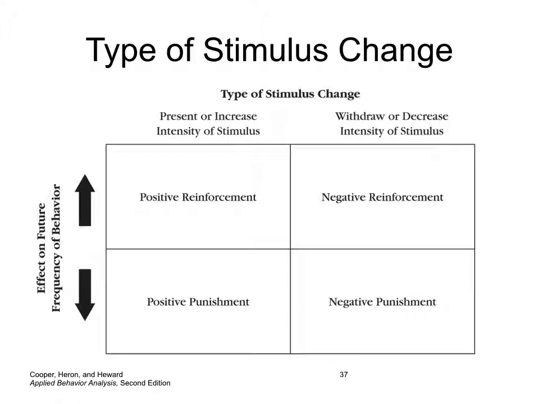So, punishment. When we say positive punishment, it occurs when a behavior is followed by the presentation of a stimulus event and the future frequency of the behavior decreases under similar environmental conditions. Negative punishment occurs when a behavior is followed by the removal of a stimulus event, and the future frequency of the behavior decreases under similar environmental conditions.